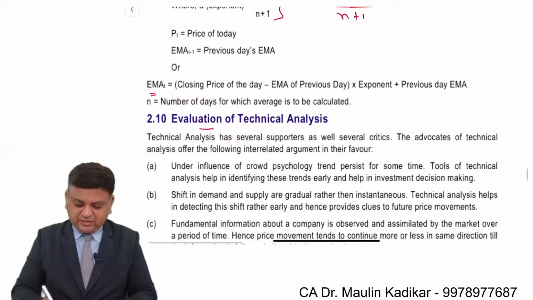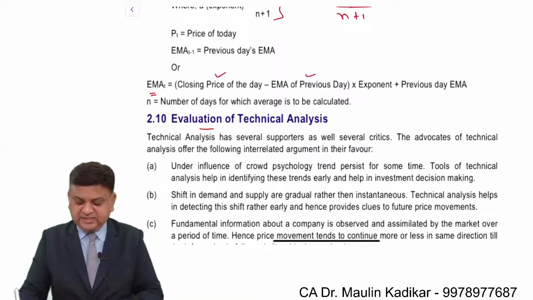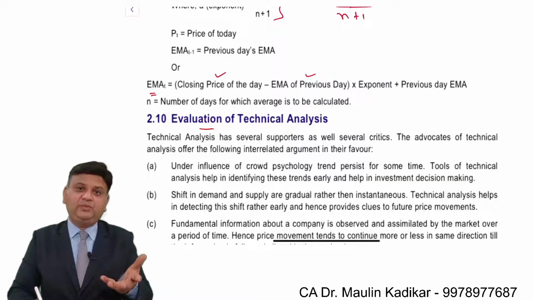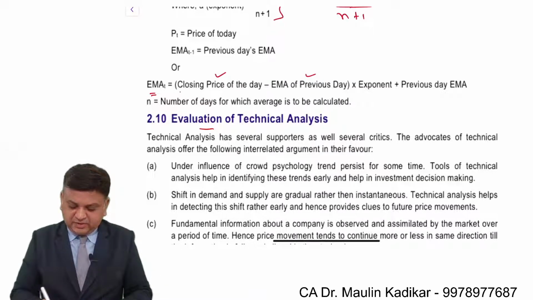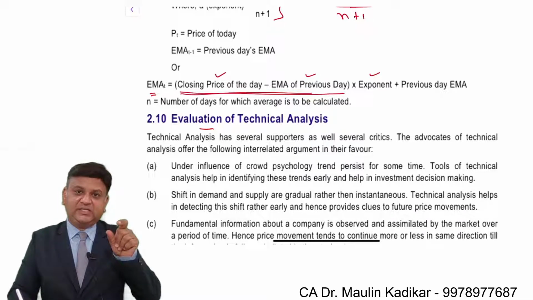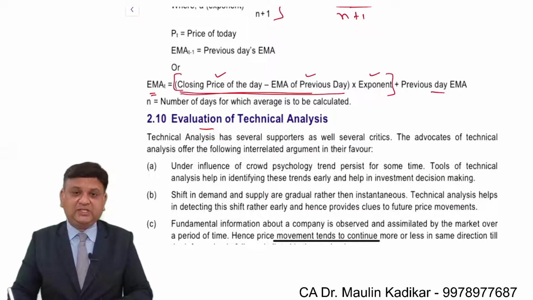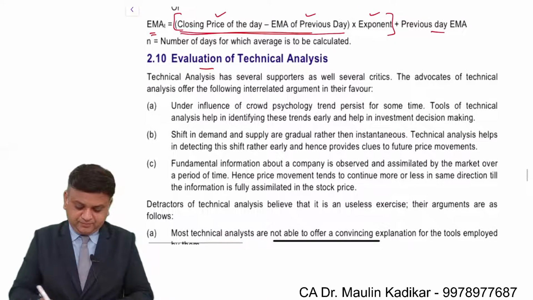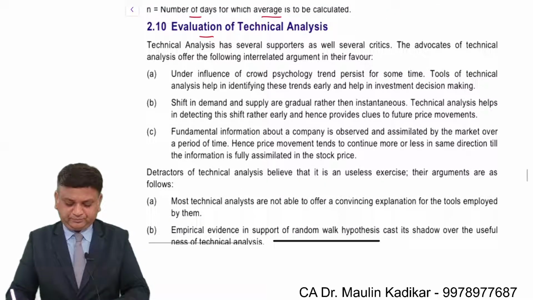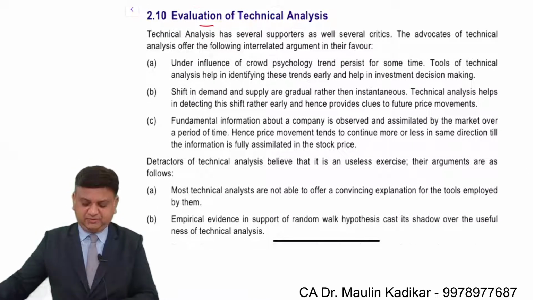So in the exponential moving average, the closing price of the day, 1200, minus the exponential moving average of the previous day means we were expecting it to be 1000, but actually it is 1200. This difference is multiplied with the exponent, which is just an adjustment factor, and this is added to 1000 to compute the exponential moving average. Here n is the number of days for which the average is supposed to be calculated. This is what we understand as the exponential moving average.